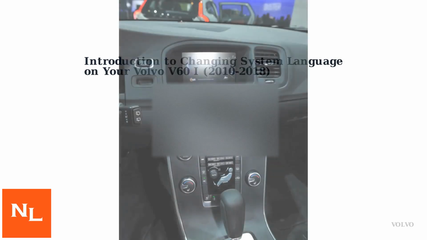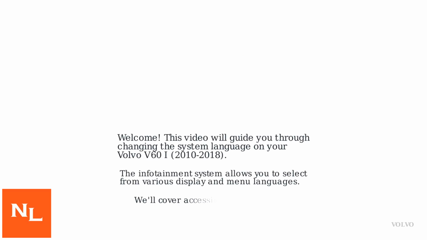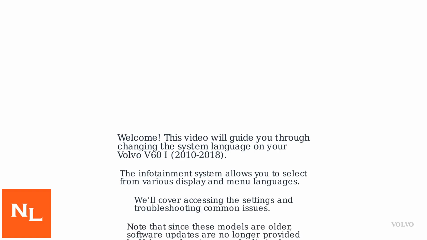Welcome. This video will guide you through changing the system language on your Volvo V60i 2010-2018. The infotainment system allows you to select from various display and menu languages. We'll cover accessing the settings and troubleshooting common issues. Note that since these models are older, software updates are no longer provided by Volvo, and options may be limited.